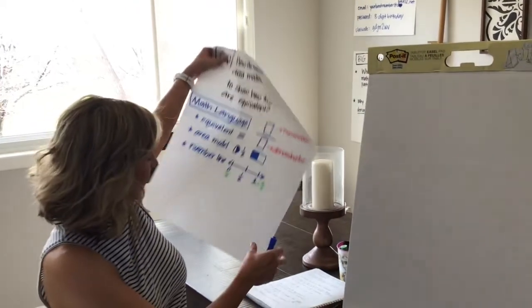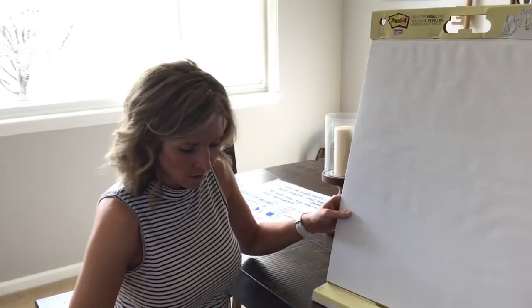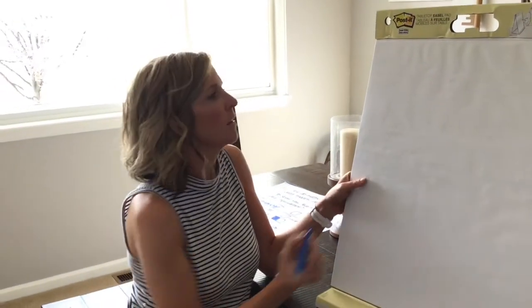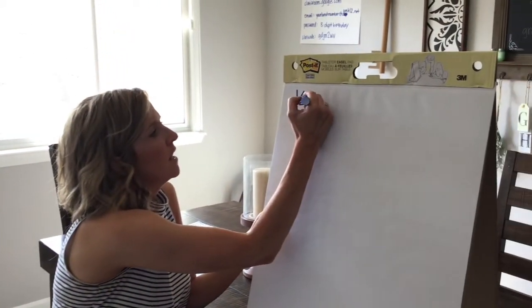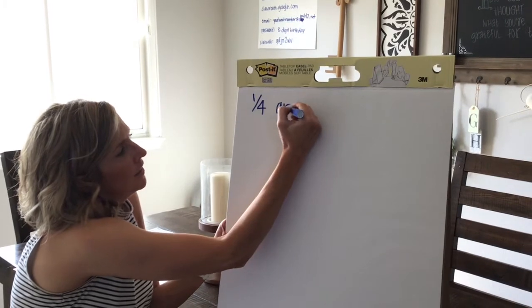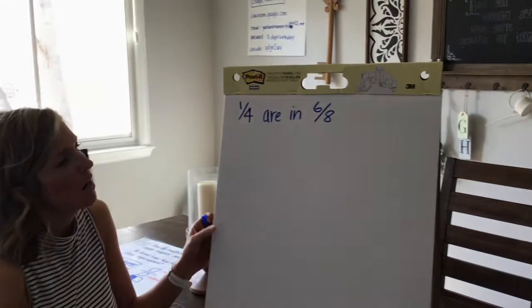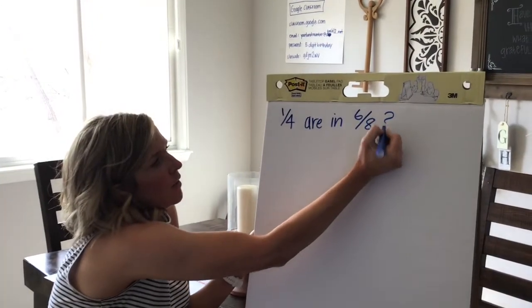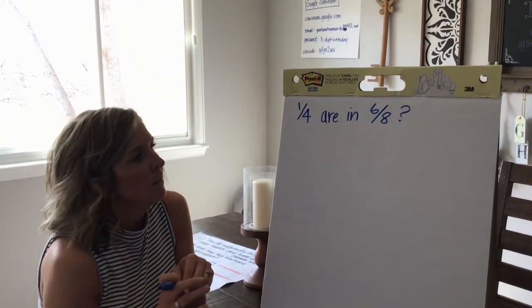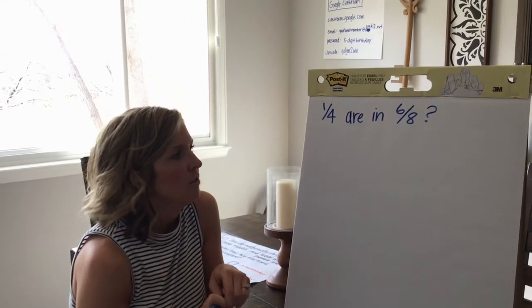So let's put this aside. And we're going to start with our first question of how many 1/4 are in 6/8? So remember, our guiding question is that we can use area models and linear models or number lines to help us decide if fractions are equivalent.